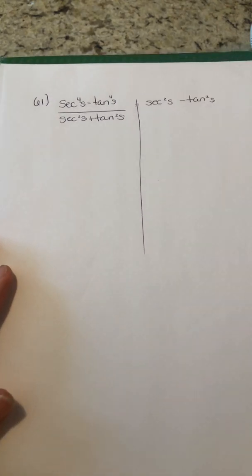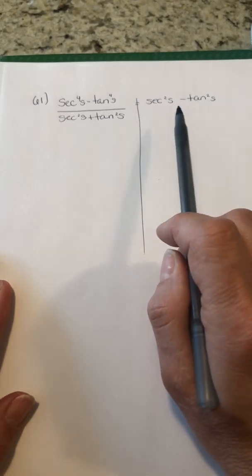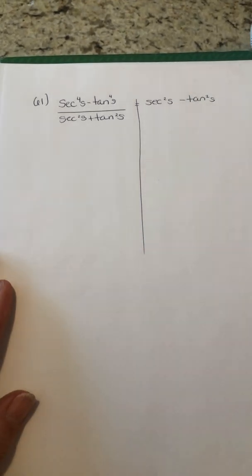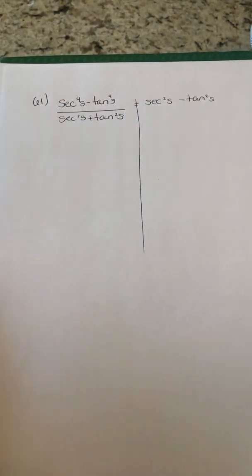And on problem 61, we have secant to the 4th power of s minus tangent to the 4th power of s divided by secant squared s plus tangent squared s, and all that is equal to secant squared s minus tangent squared s. I'm going to work with the left side. That appears to be more complex, so we have a little bit more to work with.